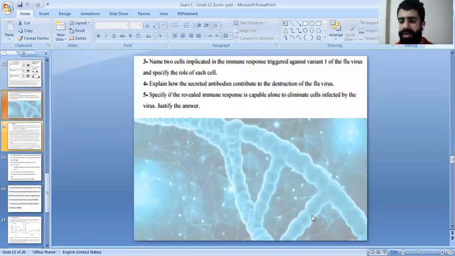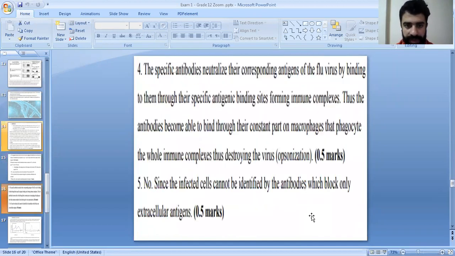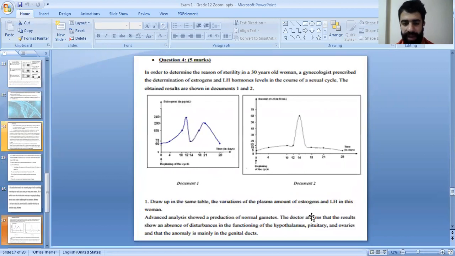You have to know that phagocytes have a role in the immune response against the flu virus. The phagocyte becomes an APC, and they activate the T4 lymphocytes. T4 lymphocytes secrete interleukins. These interleukins activate B lymphocytes to become plasma cells and secrete antibodies, and these are involved in the process of the immune response against the flu virus.